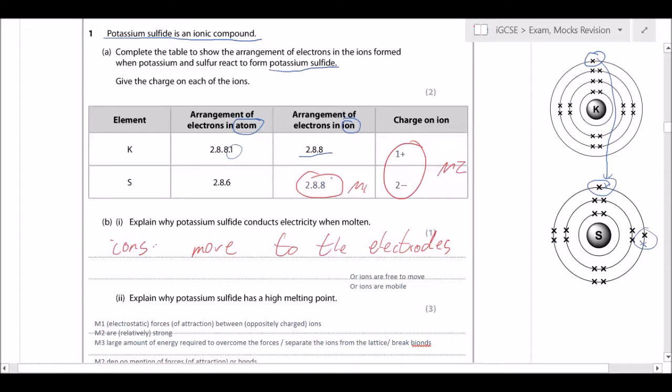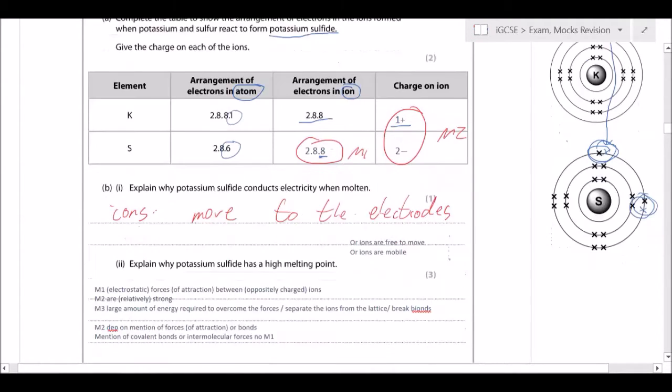So it goes from 6 to 8 because obviously it's trying to complete its outer shell. That's worth 1 mark just for that electronic configuration of 2, 8, 8, 8. Then you needed the charges. Well, as we've already established, potassium is going to lose this 1 electron, and sulfur is going to gain 2. So potassium will be at +1 because electrons are negative, so if you lose them, you become positive. And sulfur is gaining that negative electron, so it becomes 2 negative because it's gained 2.